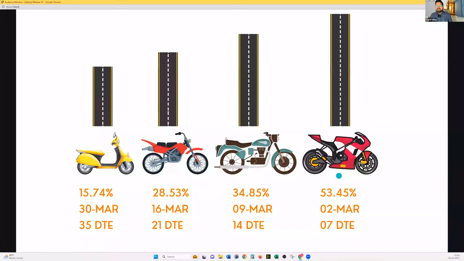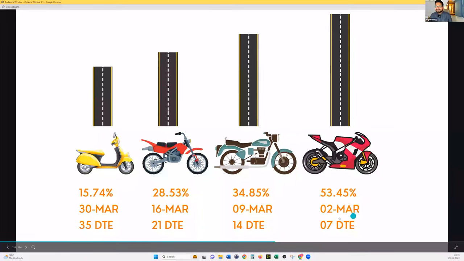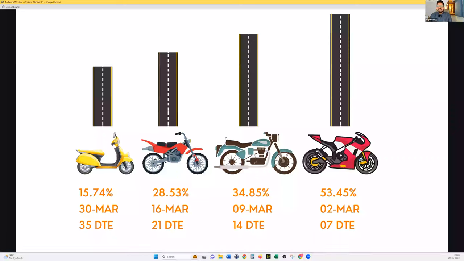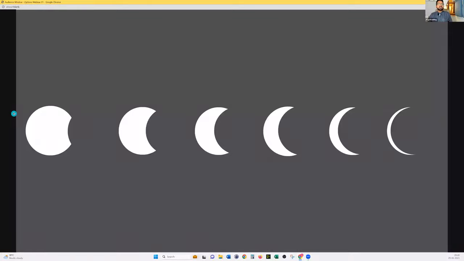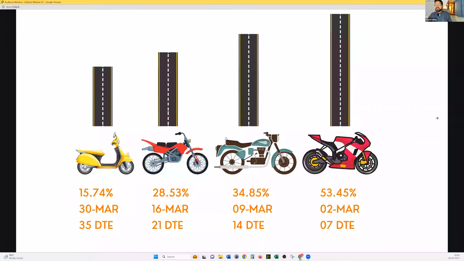Now the 1000cc bike is the second March expiry, which is 7 days to expiry. Here it is 9th March. Then 14 days to expiry, 21 days to expiry, and then 35 days to expiry. Now you understand it, right? Very near to expiry, the option premium will act like a 1000cc bike. Very far DTEs will be like the very old 100cc bike, which moves very slowly. Now you would understand gamma very easily.